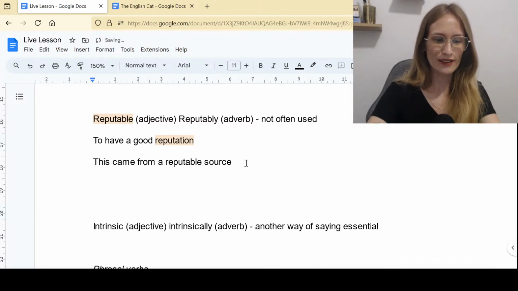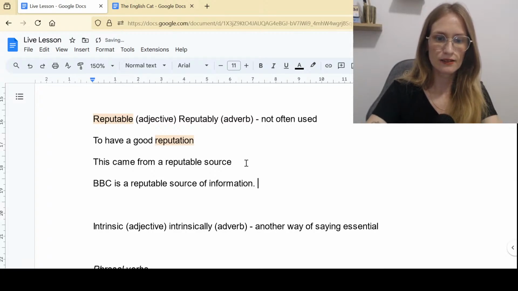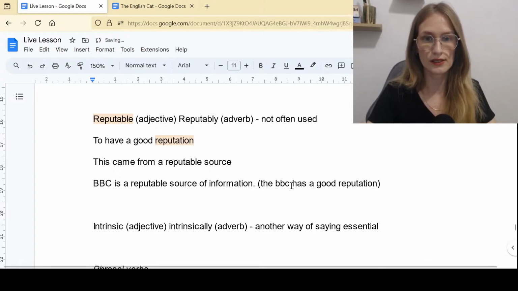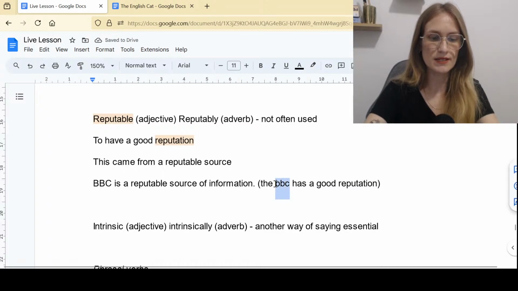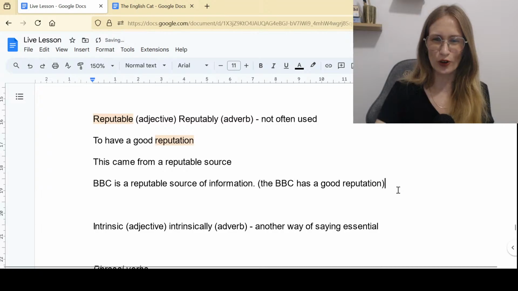So I'm going to write that example in there because that's perfect. BBC is a reputable source of information. Perfect. Meaning the BBC has a good reputation. Actually, that should be capital letters because BBC is an acronym. Does anyone know what the BBC stands for?